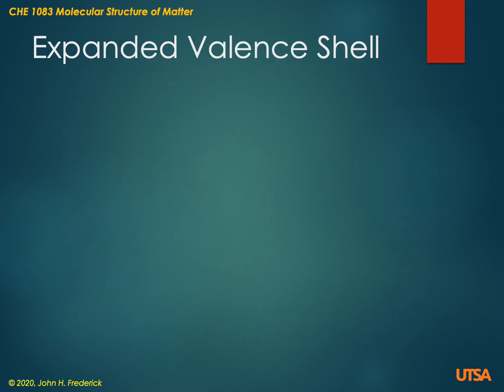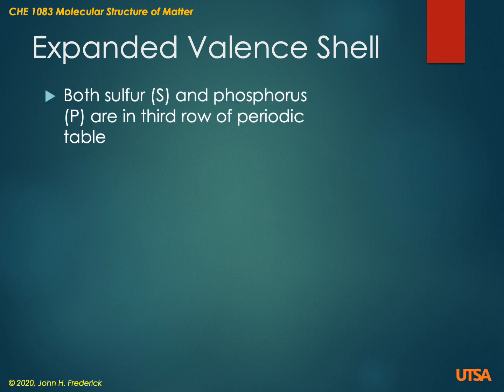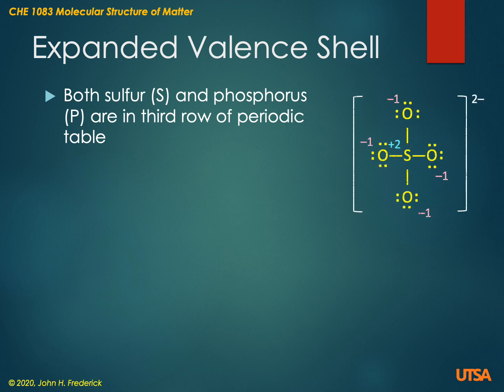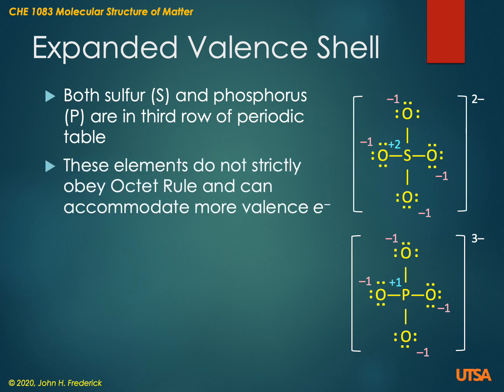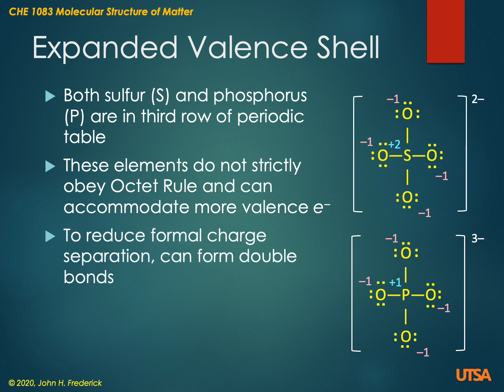Okay, remember though that sulfur and phosphorus are both in the 3rd row, so they can have an expanded valence shell. And in fact, this allows them to relieve some of that formal charge by forming multiple bonds. All right, so those central atoms can accommodate more electrons. We can form double bonds.